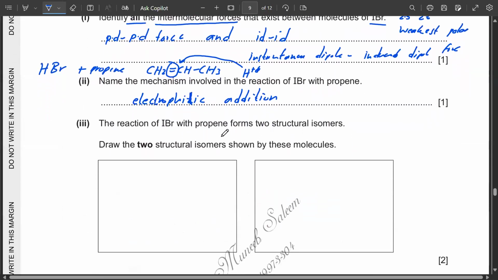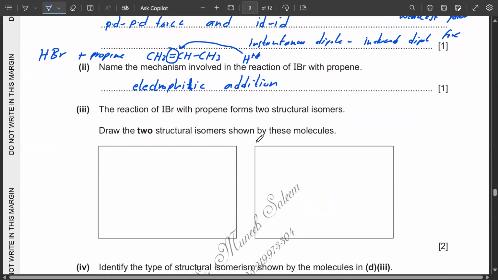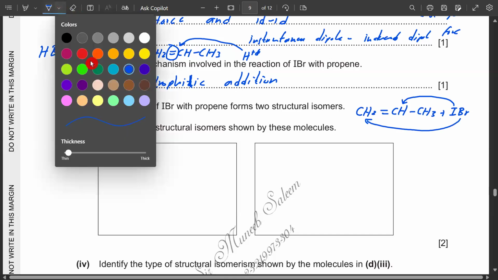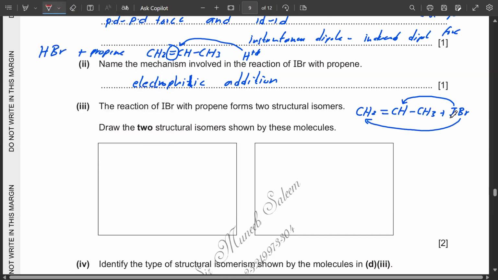The reaction of IBr with propene forms two structural isomers. Draw the two structural isomers shown by these molecules. So I need to have two isomers from here. For this purpose, I will first write the reaction: CH2 double bond CH3 reaction with the IBr. Now, in one case, iodine will go on this carbon and bromine will go on the other carbon. And in the other case, the iodine will go on the first carbon and the bromine will go on the next carbon. These will produce two different isomers.